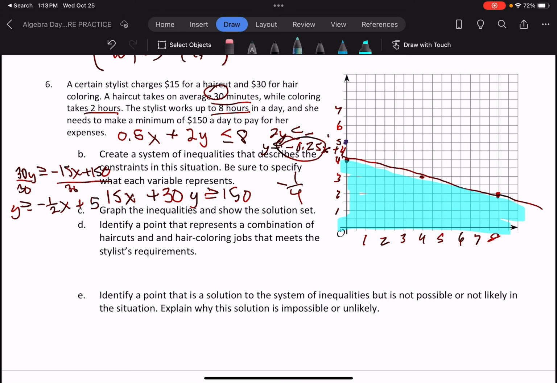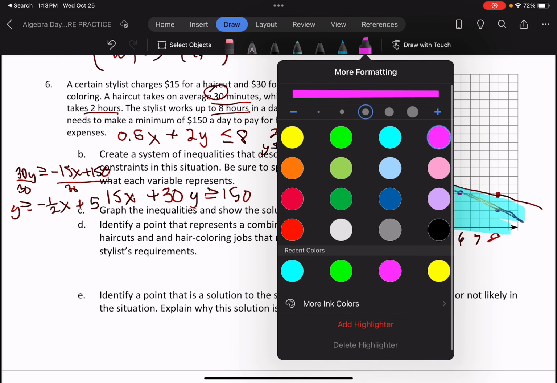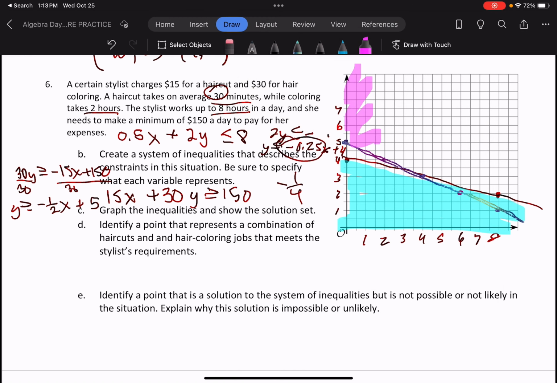The next one, though, we're looking at a starting point of 5, and we're going down 1 over 2. So down 1 over 2, down 1 over 2, down 1 over 2, down 1 over 2, okay? And so this will be your other line, also a solid line because they're both or equal to. And then it's greater than or equal to, so putting 0, 0 in there is going to be less than. That's not going to work. So we're going to go to the other side of the line and shade this side of the line.